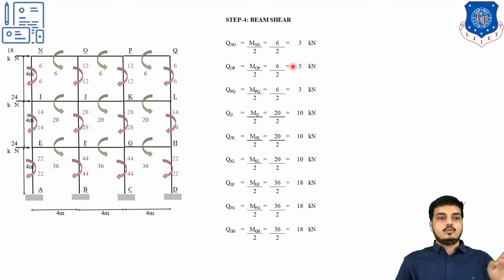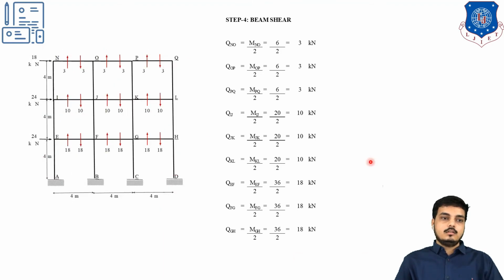Similarly, over the story number 3, all the values are similar, so 3. Here 20 by 2 equals 10. Here 36 by 2, it is coming out to be 18. So these are my various shear forces for particular beam members. So like this I have drawn. As it is mentioned, it will be equal in the opposite direction. So here it is upward, here it is downward, upward, downward, upward and downward. Similarly, we can place. So we have completed the 4 steps, moments and shears for beams and columns as well.